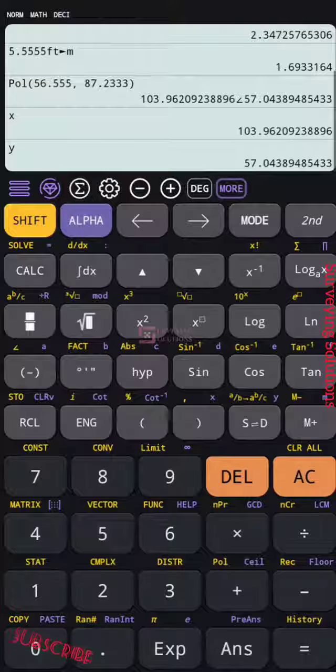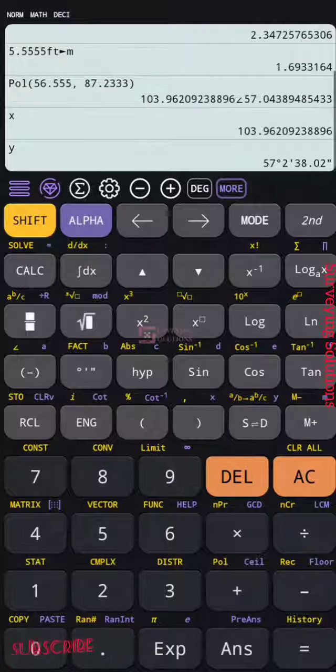Remember that your bearing is still in decimal. You don't need it in decimal, you need it in degrees, minutes and seconds. So you just click on the degrees, minutes and seconds button on your calculator, and then it will convert it. This means converting 56.555 and 87.2333 to the polar equivalent, you have 103.962, that's to 3 decimal places, and then 57 degrees 2 minutes 38.02 seconds. So that's how you convert from rectangular coordinates to polar coordinates.